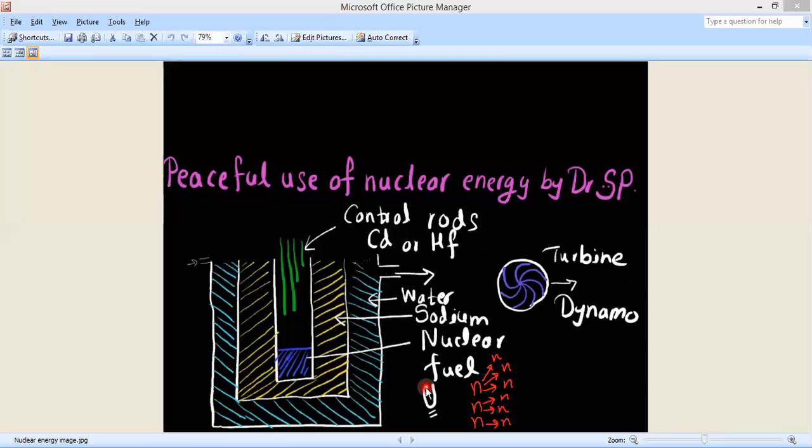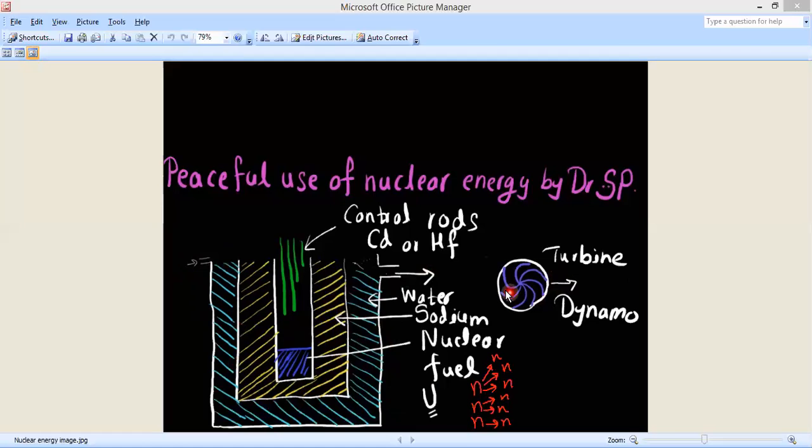If you see the entrance point of this water, immediately when the water enters, it turns into vapor, and because of this the water goes out of the reactor at high pressure. Now this high pressure water in the form of vapor is allowed to fall on the turbine. It's very simple.